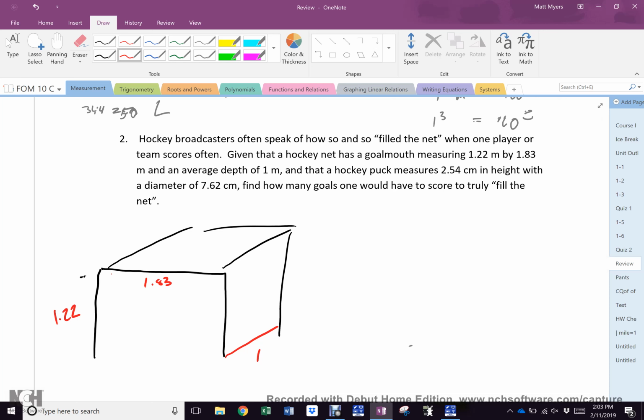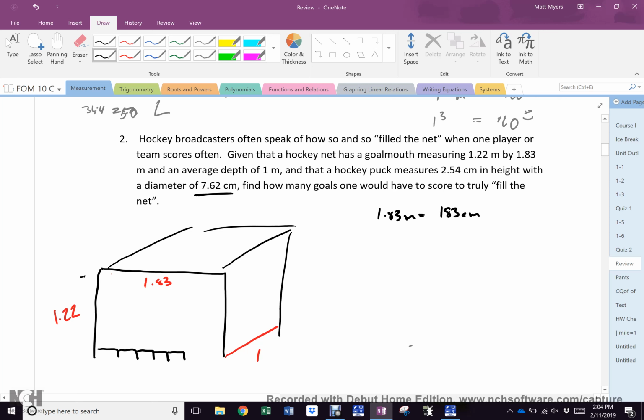So, how many pucks could I fit across here? It's 1.83 meters, and pucks have that diameter. How do I tell how many can get across here? You would first convert 1.83 meters equals what? 183 centimeters.